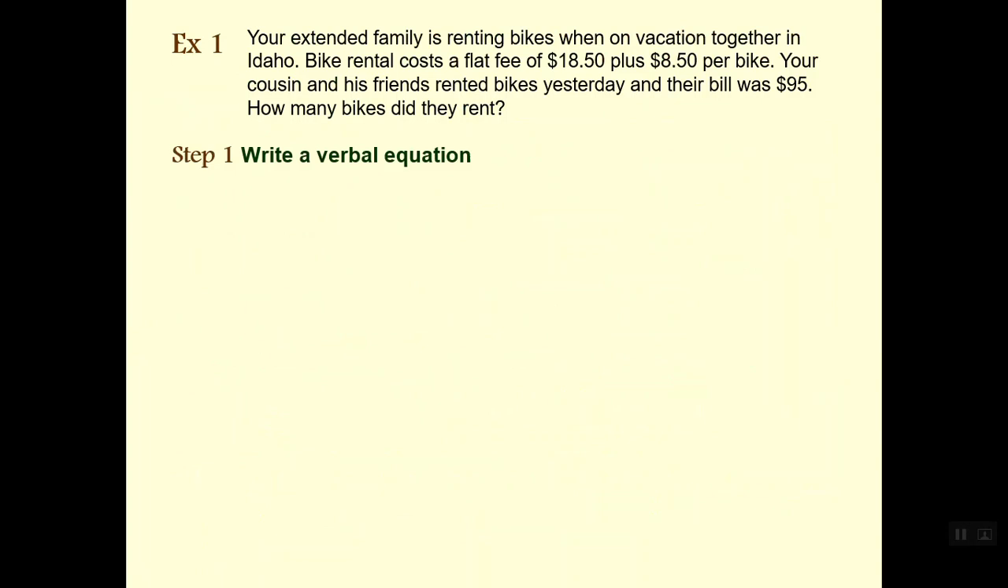So the very first step is to write a verbal equation. This is just an equation using words, none of the math, just what's going on in this situation. And this is what a verbal equation is going to look like. It's got various pieces that are using words to describe the parts of the problem and how they connect with one another.